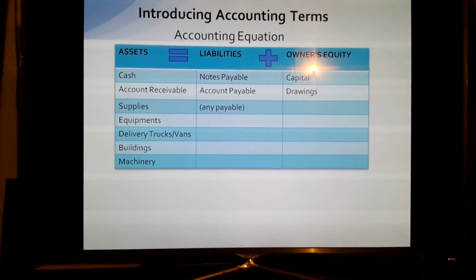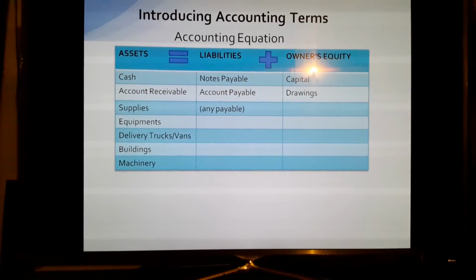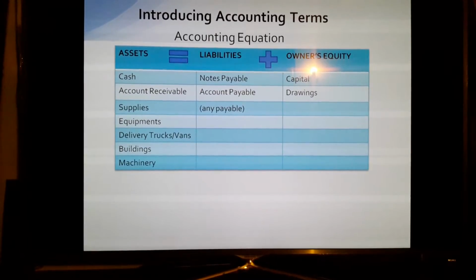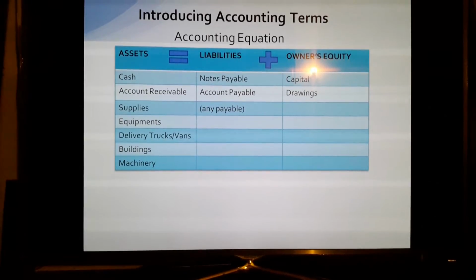And anything that has the word payable is a liability. So you have to really remember that. You can have salary payable, interest payable, notes payable, and tax payable, all those.